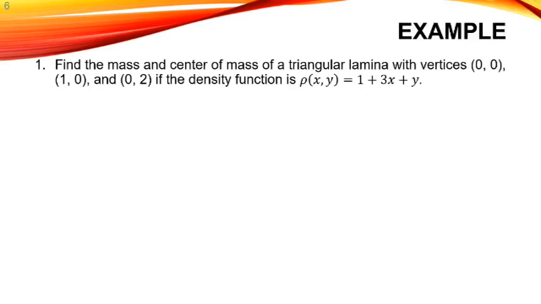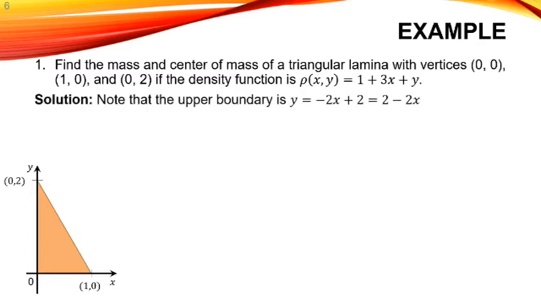Example, find the mass and center of mass of a triangular lamina with vertices (0, 0), (1, 0), and (0, 2) if the density function is rho of x, y equals 1 plus 3x plus y. So let's graph the triangular lamina. So the coordinates are the origin (0, 0), (1, 0), and (0, 2). So that is the triangular lamina.